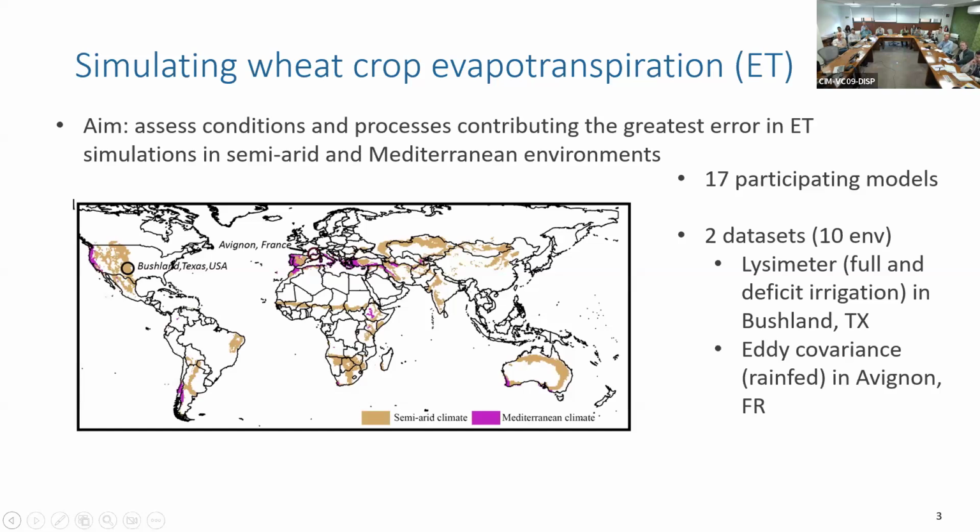Really nice quality data. One is lysimeter data with over 3 years of full irrigation and deficit irrigation, and it has daily evapotranspiration. The data set in Avignon, France is a rain-fed site. We just picked out the 4 years with wheat that had no frost damage or anything else that affected yields.